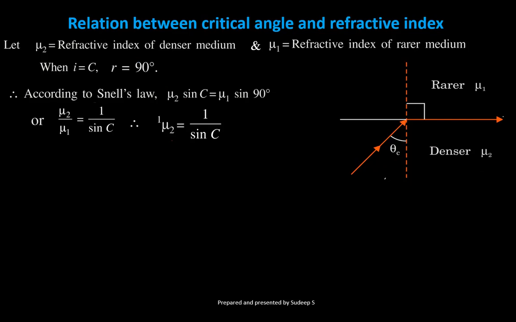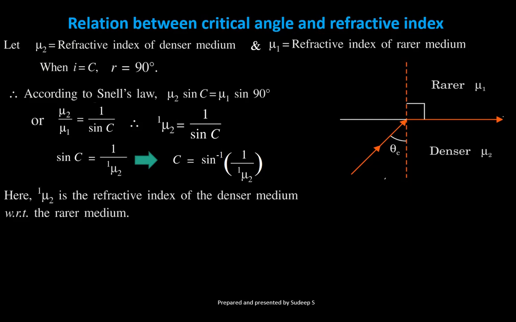Okay, since we have to find the critical angle, the relation we will have is sin C equals 1 by refractive index of the denser medium with respect to rarer medium. Okay, so this is my rarer medium 1, and this is my denser medium 2. So if I only want to find the angle C, I will take the sine inverse, and I will get the value of C. Okay, so here mu2 raised to 1 is the refractive index of the denser medium with respect to the rarer medium.